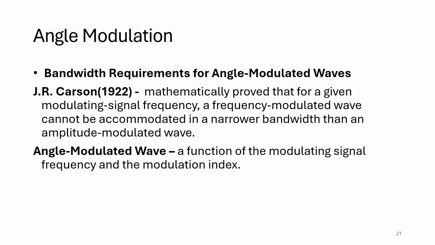According to J.R. Carson in 1922, he mathematically proved that for a given modulating signal frequency, a frequency modulated wave cannot be accommodated in a narrower bandwidth than an amplitude modulated wave. An angle modulated wave is a function of the modulating signal frequency and the modulation index.